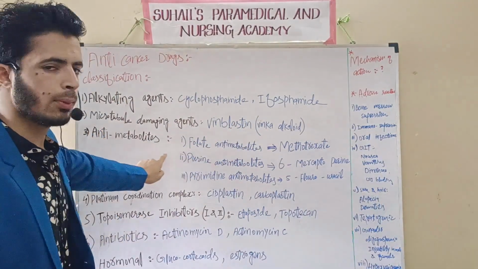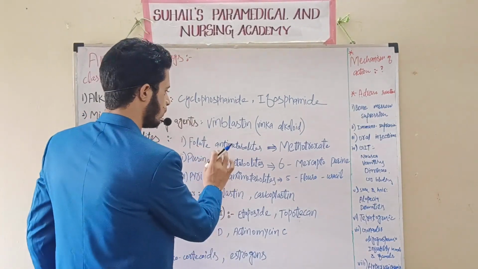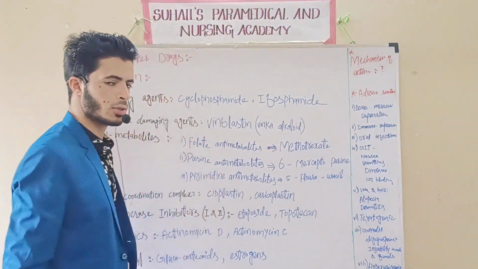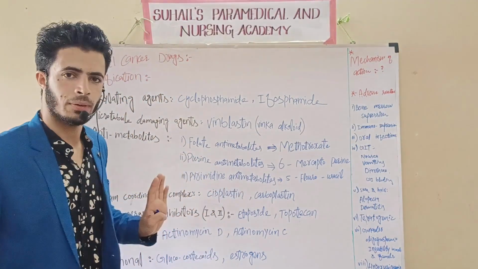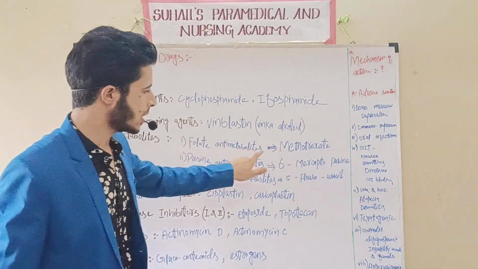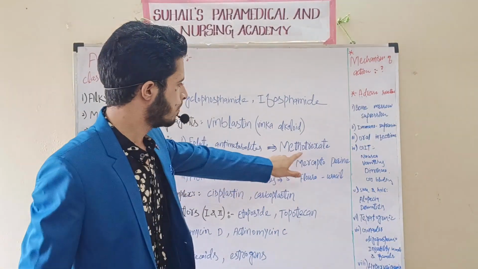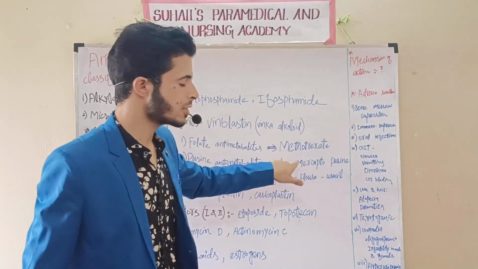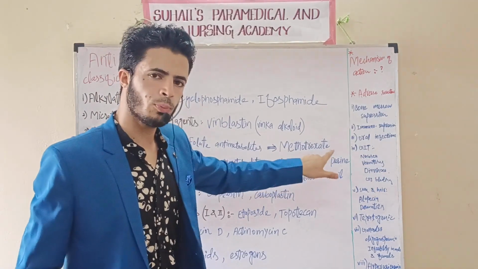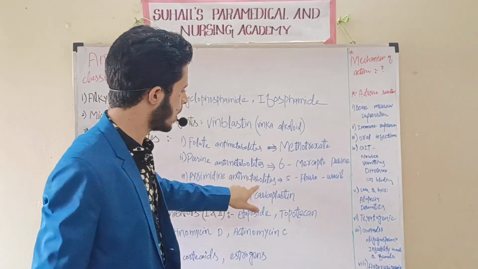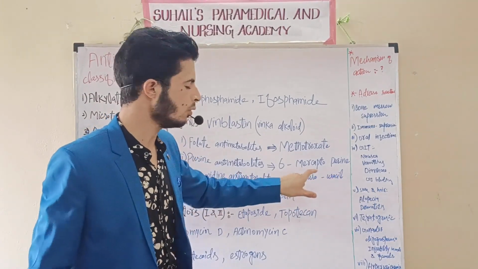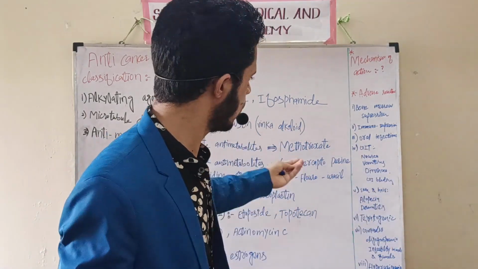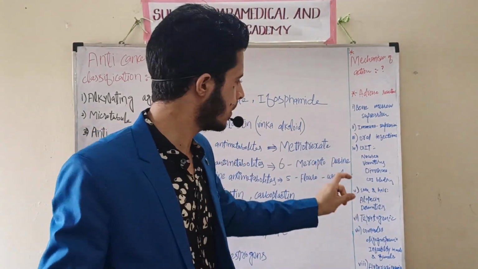Okay, and there are antimetabolites. In antimetabolites, there are folate antimetabolites, purine antimetabolites, and pyrimidine antimetabolites. So folate, purine, pyrimidine, three types of antimetabolites are there. An example is given for each. Folate antimetabolite, methotrexate. Purine antimetabolite, 6-mercaptopurine. Pyrimidine antimetabolite, 5-fluorouracil. Remember, my pronunciation may be different, but you can pronounce it in your own way. The aim is to remember the drugs.